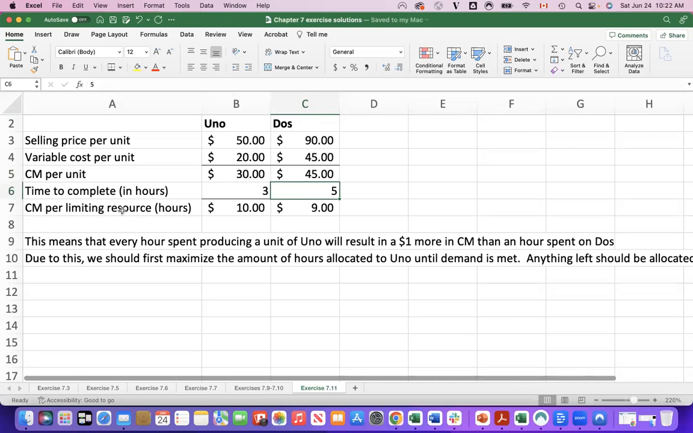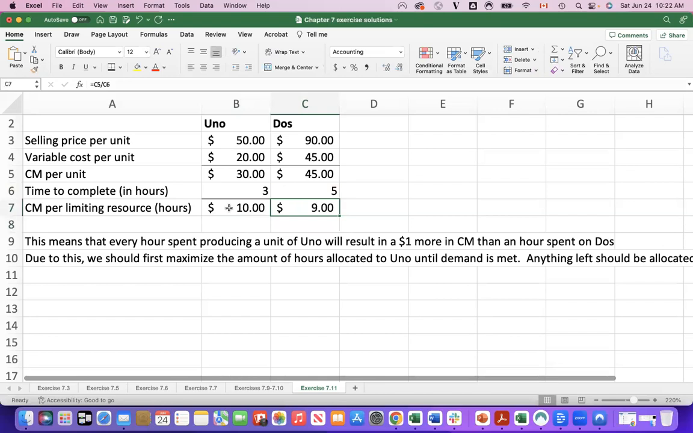To get the contribution margin per limiting resource, I'm simply going to divide the two. For the Uno, I take the $30 per unit in contribution margin and divide it by the number of hours it takes to produce one unit. I get a contribution margin per limiting resource, in this case per hour, of $10 for the Uno. Now for the Dos, I do the same thing. I take the contribution margin per unit of $45 and divide it by the time it takes to complete one unit of the Dos, which is 5 hours. I get a contribution margin per hour for the Dos of $9.